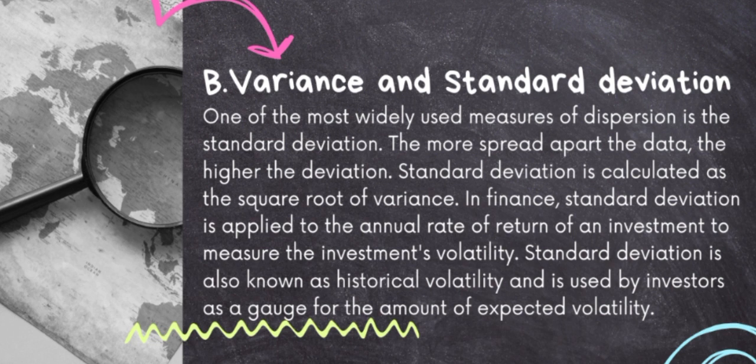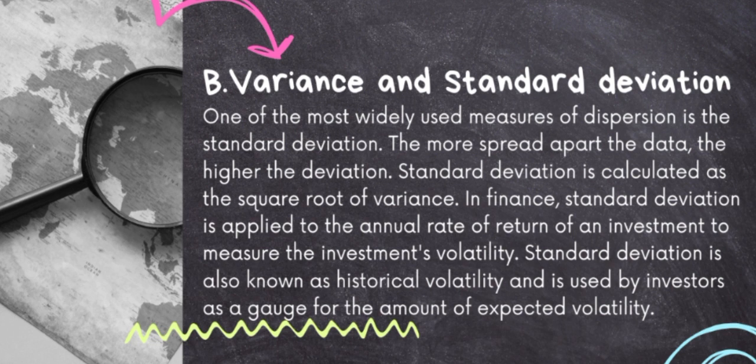Kung sa finance o pera, ang standard deviation ay inilalapat sa annual rate of return ng isang investment upang masukat ang volatility ng investment. Volatility is an investment term that describes when a market or security experiences periods of unpredictable and sometimes sharp price movements. People often think about volatility only when price falls. However, volatility can also refer to sudden price rises. So yun, ibig sabihin ng volatility in terms of investment.